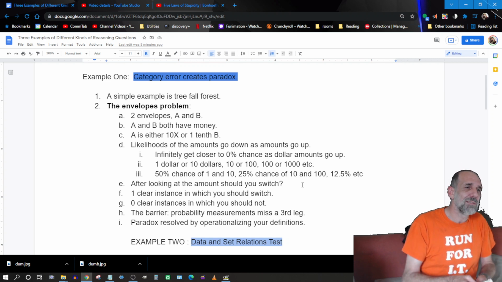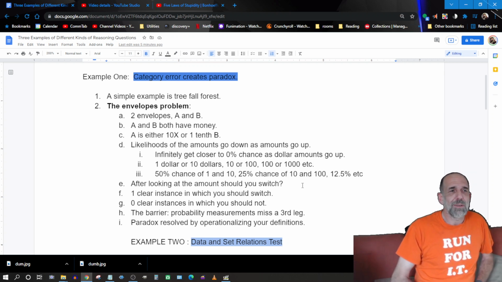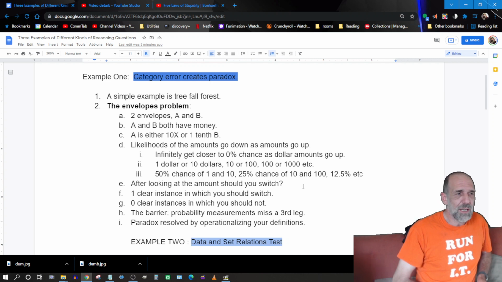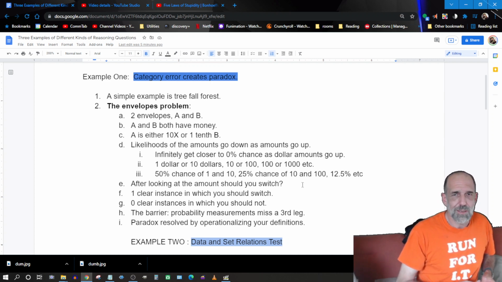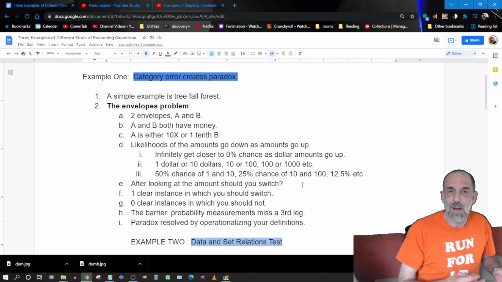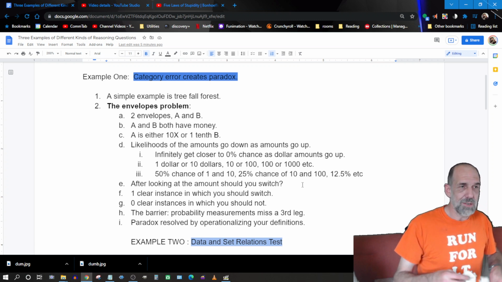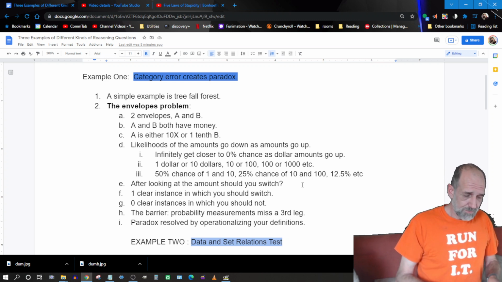Well, the problem here is that the probability measurements are missing the necessary third leg, and the paradox is resolved by operationalizing your definitions. If you say, my goal is to not lose more than $500, in other words, I don't want to make a choice where I regret it a lot, I'm trying to minimize my amount of regret, then all of a sudden you can make a determination about the thing.